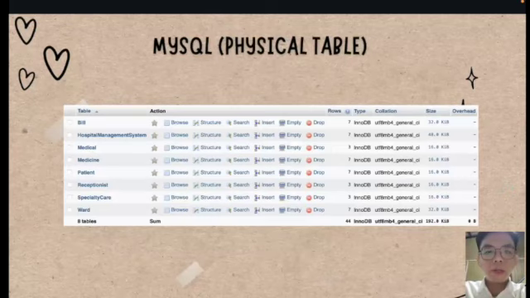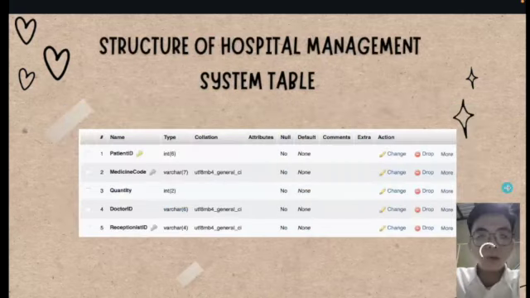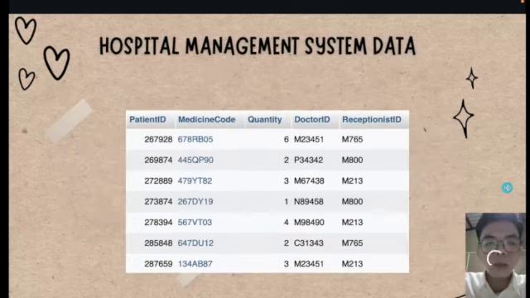So there are 8 physical tables in total, which are bill table, hospital management system table, medical table, medicine table, patient table, receptionist table, specialty care table, and lastly, ward table. So this is the first table, hospital management system table, and this is the structure of it. Patient ID as the primary key, medicine code and receptionist ID as the foreign keys, and then quantity and doctor ID as the normal keys.